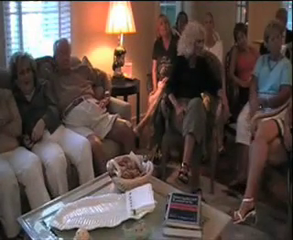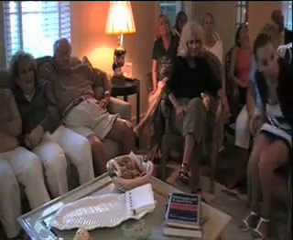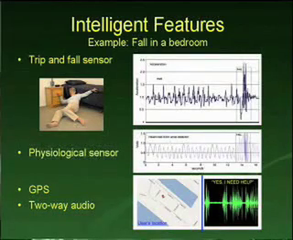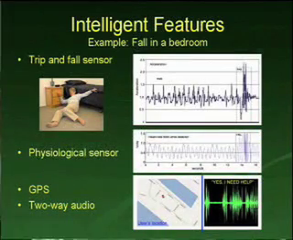Getting back to the slide that's up there, this is an example of someone who took a fall in the bedroom. And the first thing that happens is that the device that's monitoring the motion kicks in. Now I'm going to step in front of the camera just to show you this. This is what the computer at the monitor will be seeing.